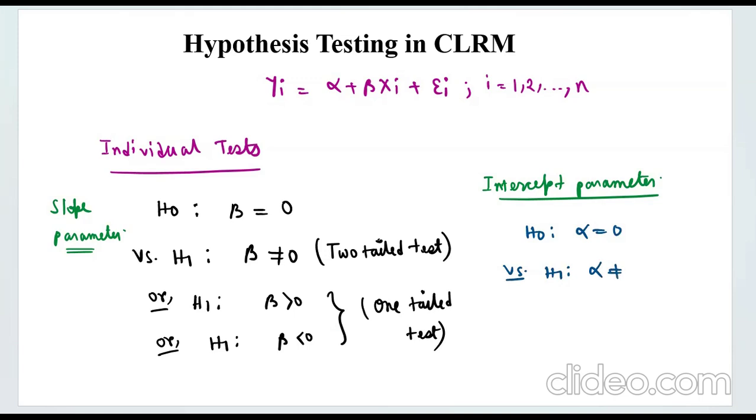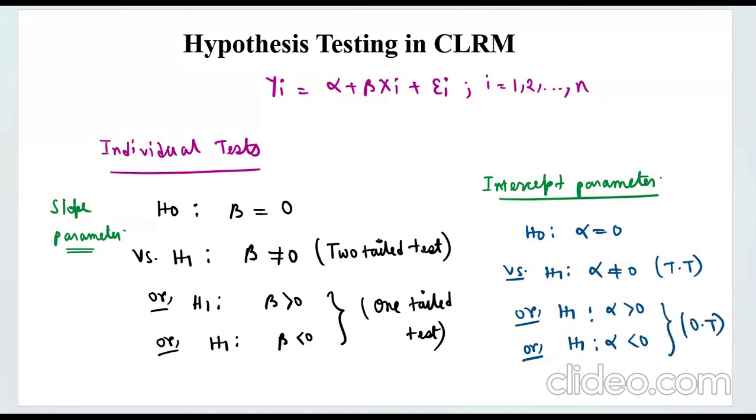The alternative can be either alpha not equals to 0, again a two-tailed test, or the alternative could be alpha greater than 0, or it could be alpha less than 0, right? So these are the possibilities. This is how you conduct an individual test. This is a one-tailed test, right? This is how you define an individual test, not a statistic, individual test, null hypothesis and alternative hypothesis.